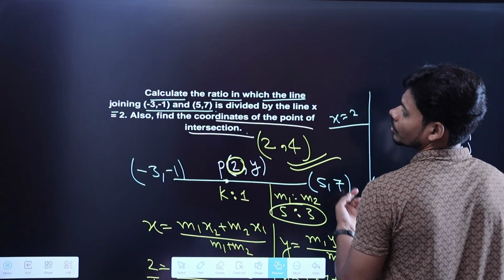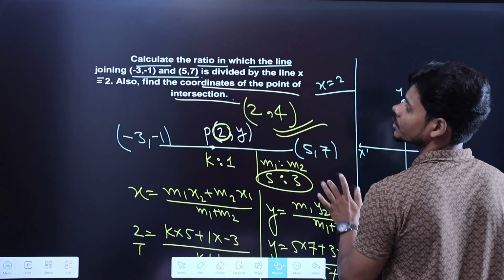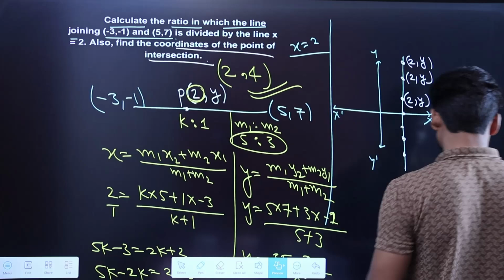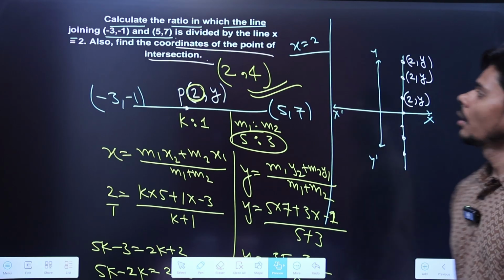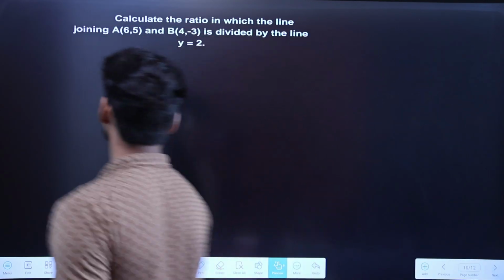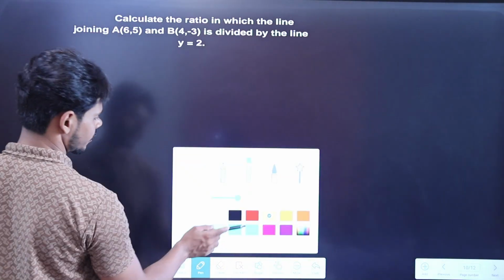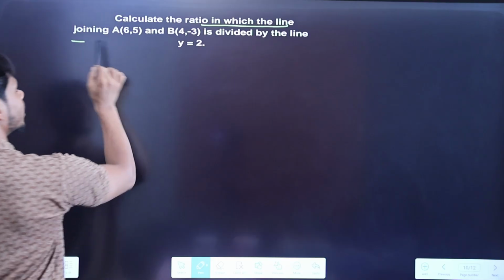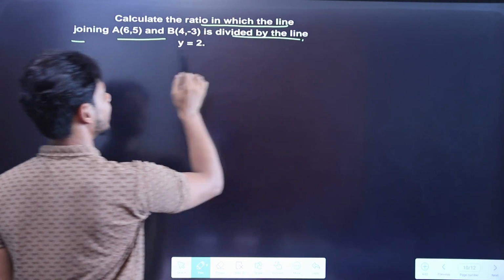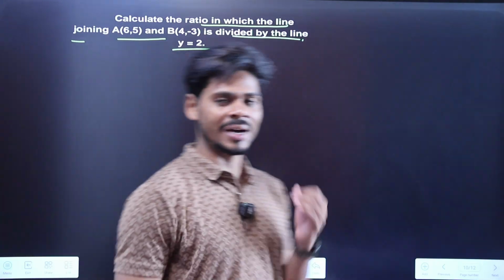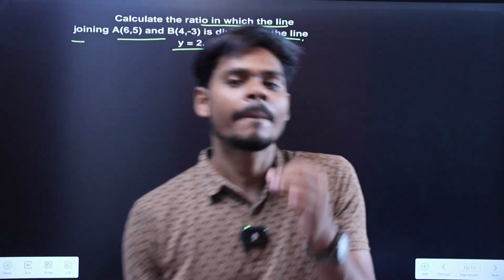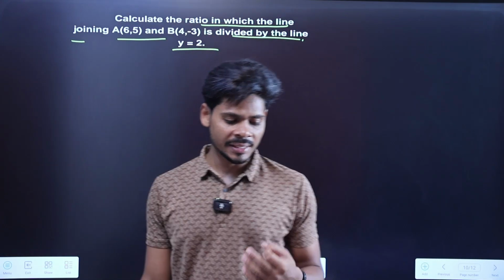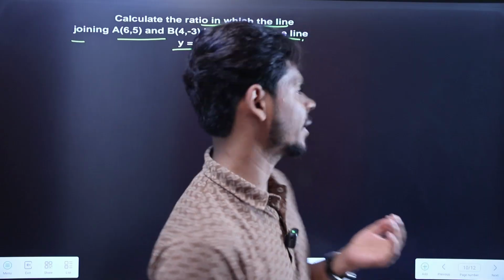So that's it for this question. Now let's move towards our next question, which is this one. Again I think we have to find the ratio. Calculate the ratio in which the line joining these points is divided by the line y is equal to 2. Again the same type of question, but they have replaced the x-axis with the y-axis, right?